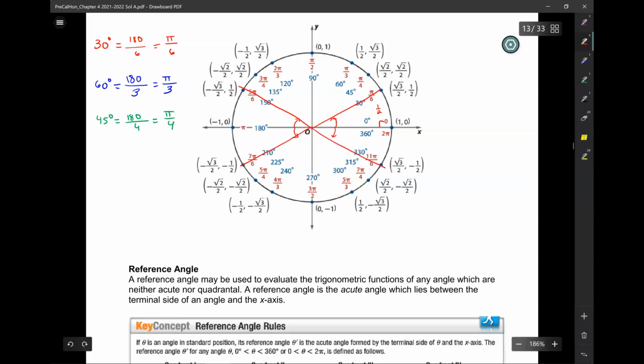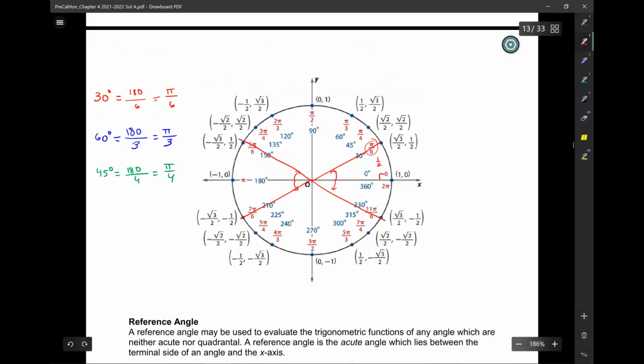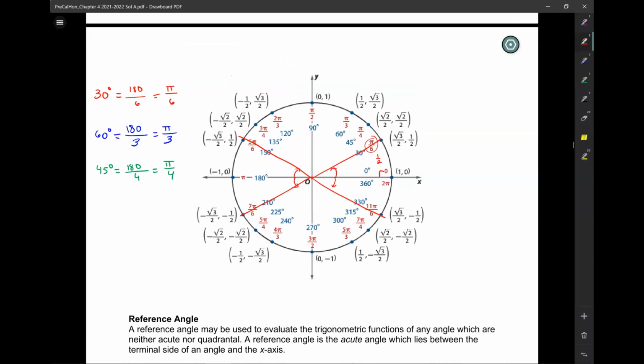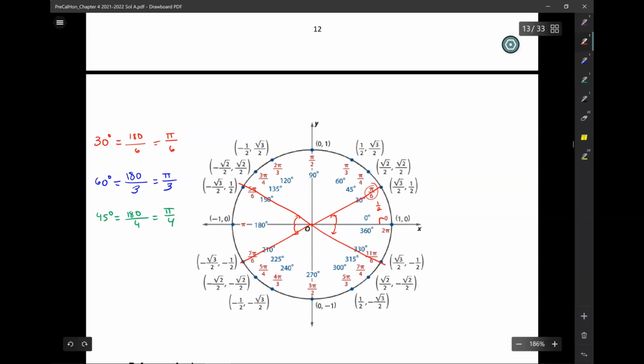How are we doing so far? Okay, now let's talk about radians. 30 degrees we said was pi over 6. You have to know all of them going around the circle, all of the corresponding angles. So here's how we do it.